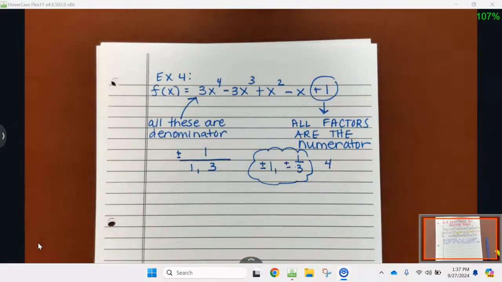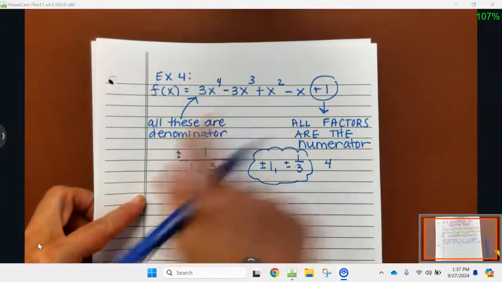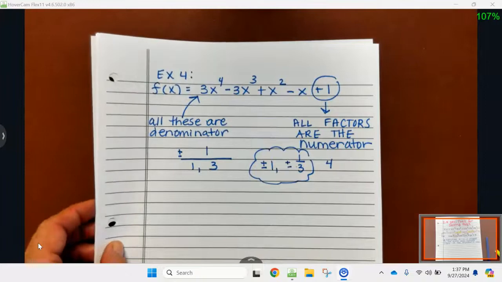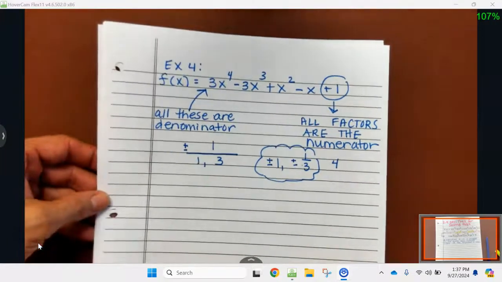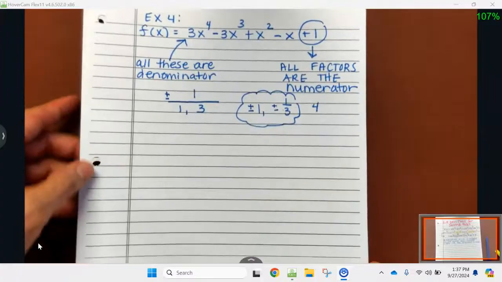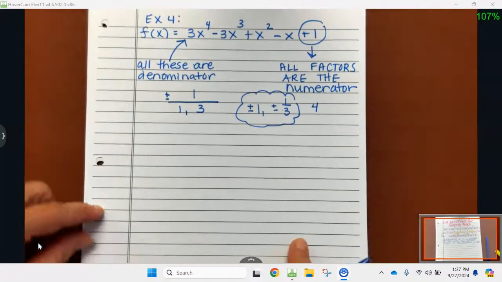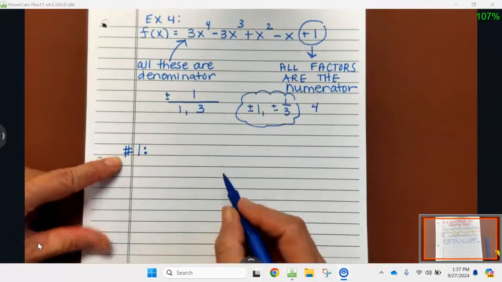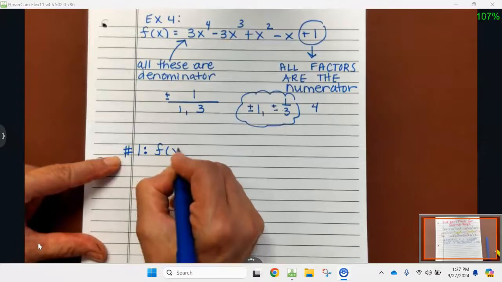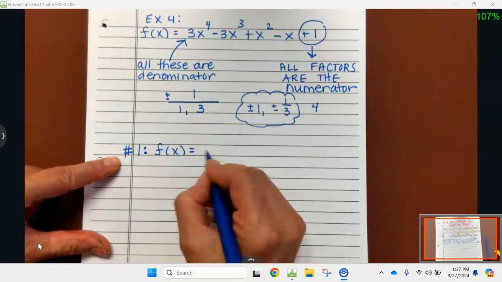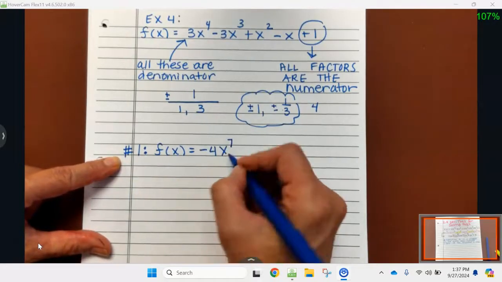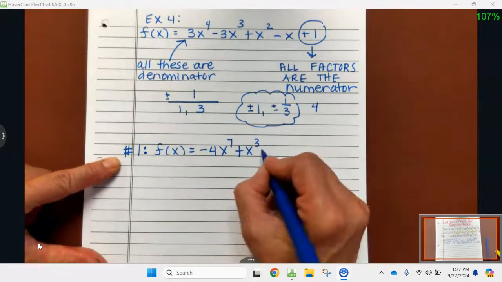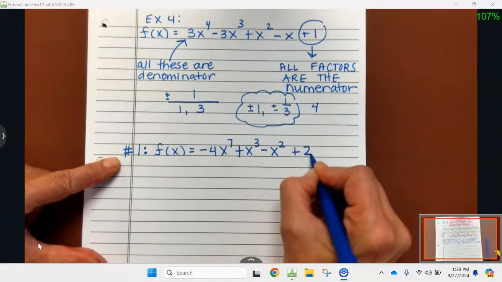Okay, I'd really like to do one more with you that has numbers that are a little bit different from 1 and 3. So I am actually going to do the first homework problem with you. So your homework is page 32. I'm going to go ahead and do number 1 with you, so you don't even have to start number 1 when you do it on your own. You're just going to start with number 2. But here's number 1. Copy this down with me. It is f of x equals negative 4x to the 7 plus x to the 3rd minus x squared plus 2.